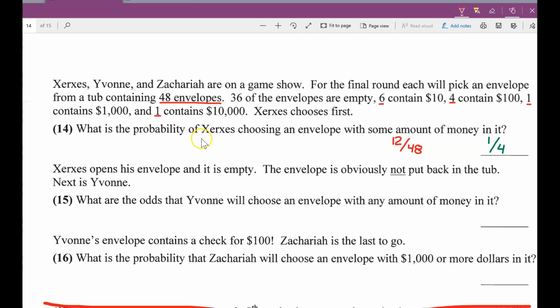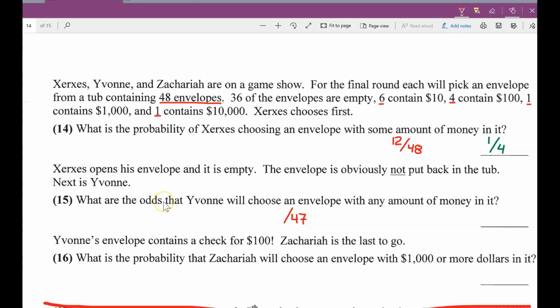Now, we have to rethink our numbers. How many envelopes are left in the tub for Yvonne to draw from? Well, there were 48, and Xerxes pulled one of them out. So now there are 47 left. That's going to be our new denominator. And let's look at what we want to happen for Yvonne.